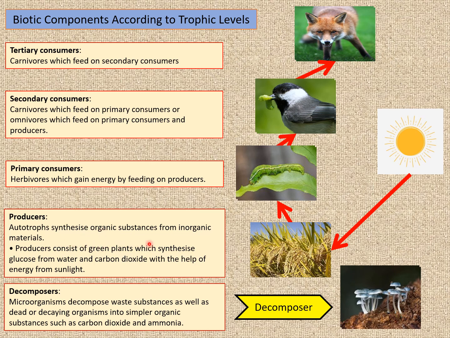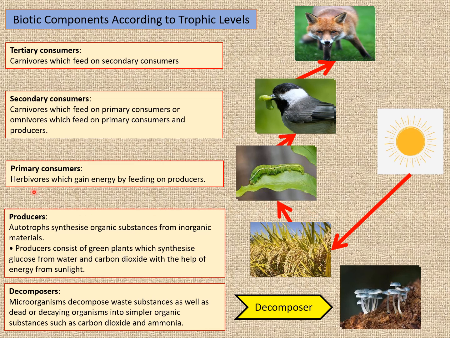Autotrophs synthesize organic substances from inorganic materials. Producer consists of green plants which synthesize glucose from water and carbon dioxide with the help of energy from sunlight. So example here is paddy plants. Paddy plants can carry out the process of photosynthesis.